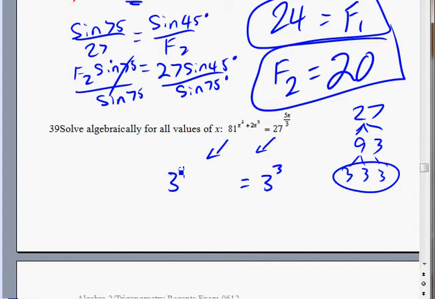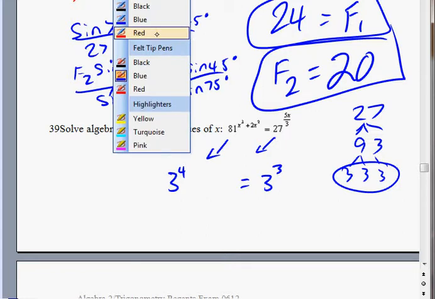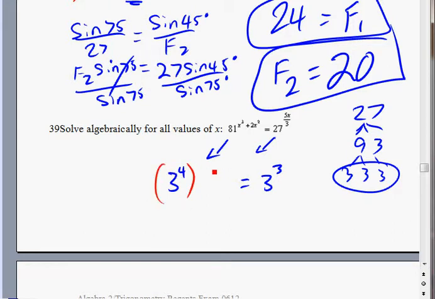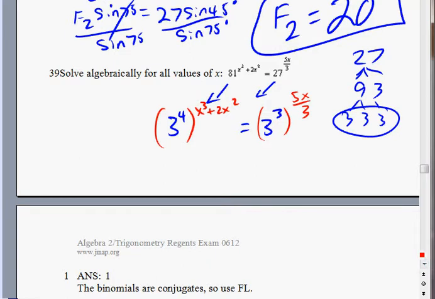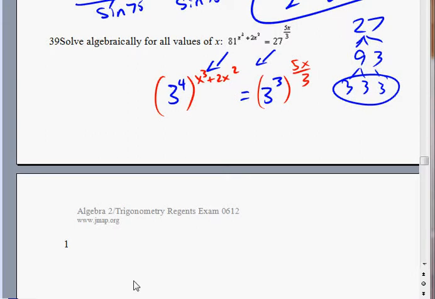Okay, everything else, let's keep it the same for now. So this is x cubed plus 2x squared. This is 5x divided by 3. Okay, we need some room here. Alright, clear some space for this one.